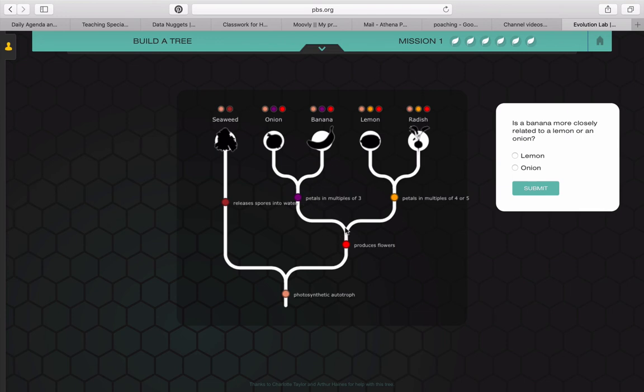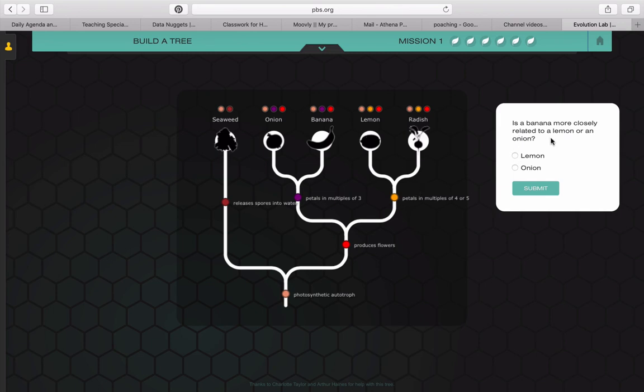Okay, so again, you're looking at, from this point on, any species past this point, because this common ancestor here produced flowers, everything's going to produce flowers past that point. Here, this branching event, this common ancestor had petals with multiples of 3, so every descendant from it is going to have multiples of 3, and then here, petals with multiples of 4 or 5, descendant there.